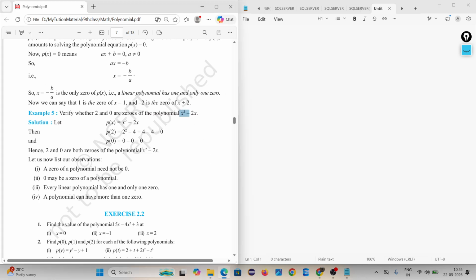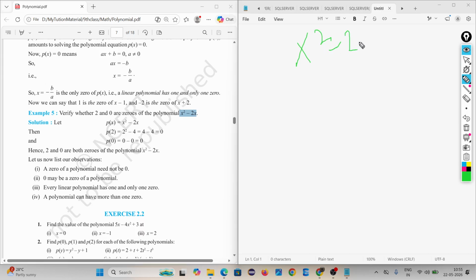Look at the question: x square minus 2x. First tell me, is it a linear polynomial? It is written here that a linear polynomial has one and only one zero, that means you can find only one value for the variable. First tell me, x square minus 2x is which type of polynomial? Quadratic, sir. A quadratic polynomial has how many zeros? Two.